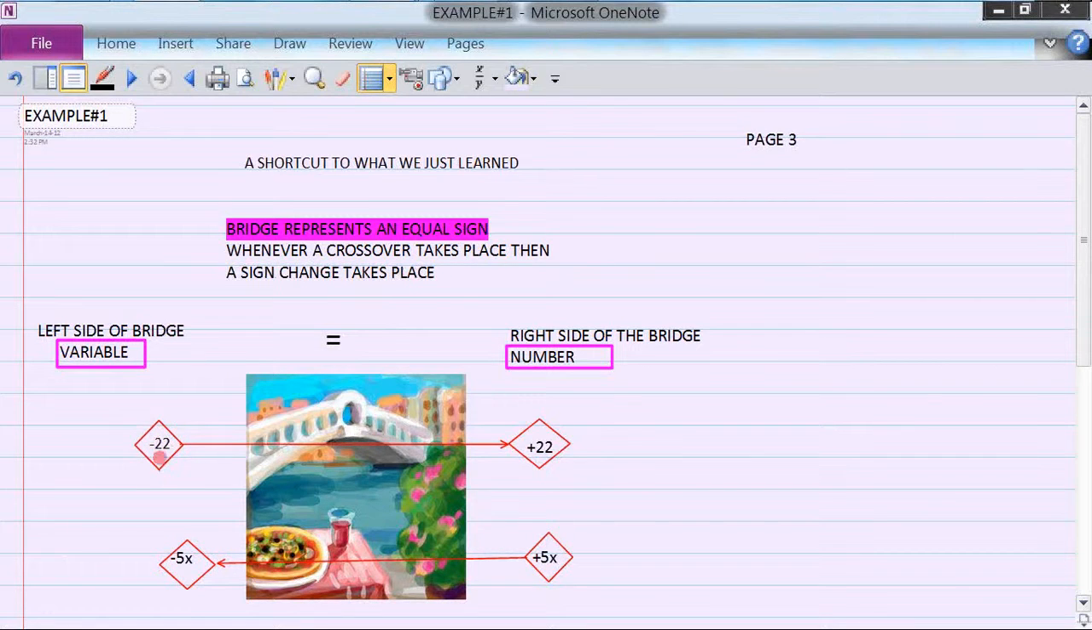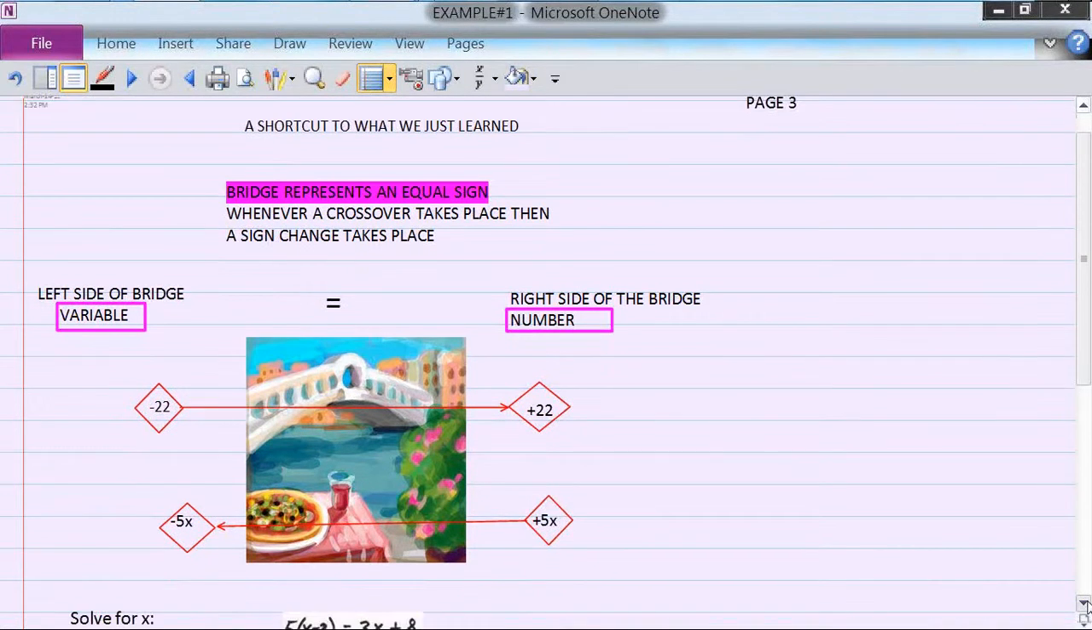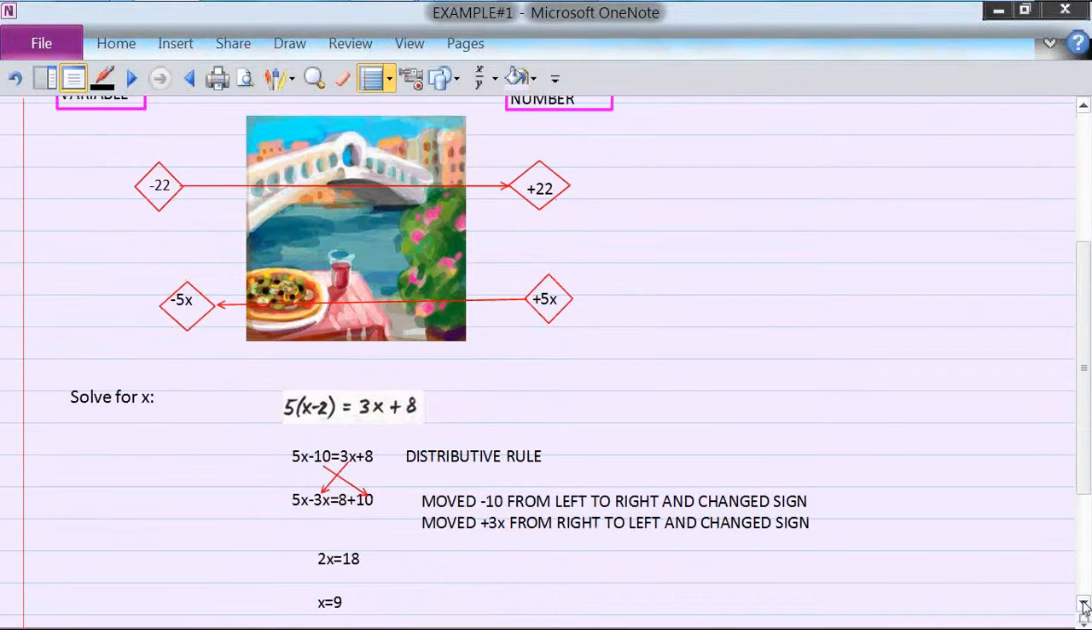For example, if I have on the left-hand side of the equation, where I only want a variable, a number, I can transfer it to the other side of the bridge, or the equation, and change the sign. So minus 22 on the left side can be changed to plus 22 on the right side. Similarly, supposing I have 5x on the right side of the equation, and remember, I want the variable only on the left side. If I transfer it over to this side, it becomes minus 5x. So when I change something from one side to another side, I just change the sign.